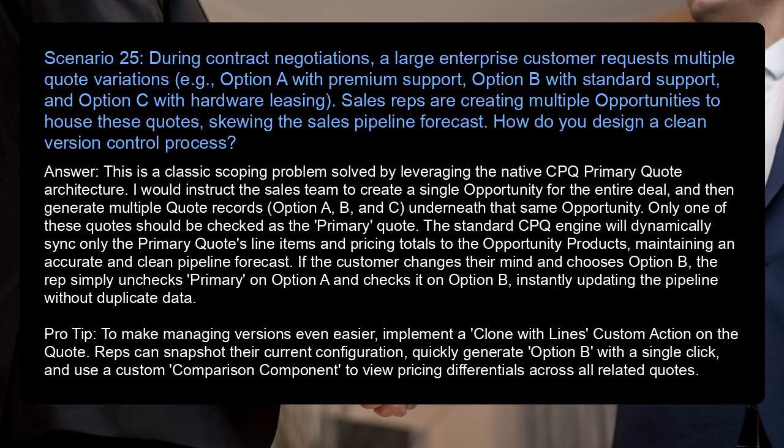If the customer changes their mind and chooses option B, the rep simply unchecks primary on option A and checks it on option B, instantly updating the pipeline without duplicate data. Pro tip: to make managing versions even easier, implement a clone with lines custom action on the quote. Reps can snapshot their current configuration, quickly generate option B with a single click, and use a custom comparison component to view pricing differentials across all related quotes.